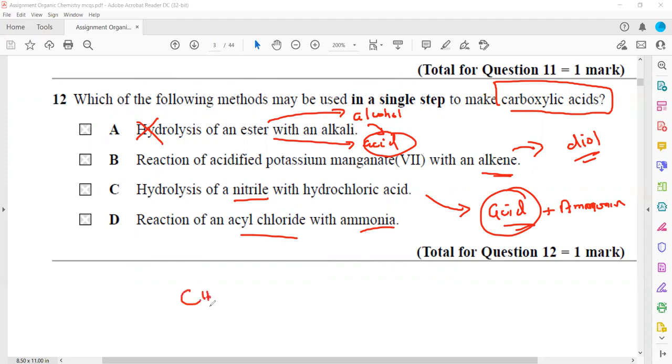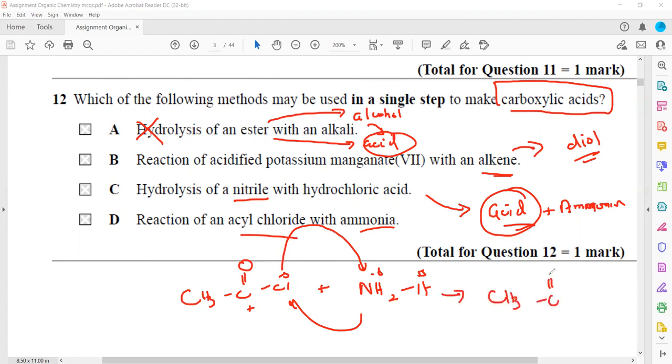If we have acyl chloride, for example ethanoyl chloride, reacted with ammonia, which is NH3, this will be partial negative, positive, partial negative, positive. So this Cl will be replaced by NH2. As a result, it will produce CH3, C double bonded with O, NH2, so an amide will be produced, plus HCl misty fumes. So it does not produce carboxylic acid. That's why D cannot be. So the correct option is C. Is it clear? This one.